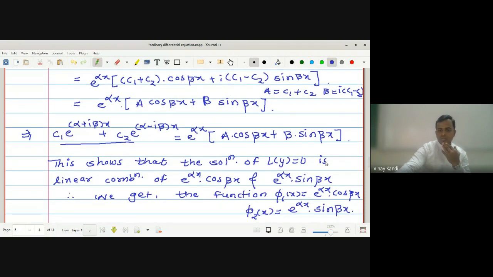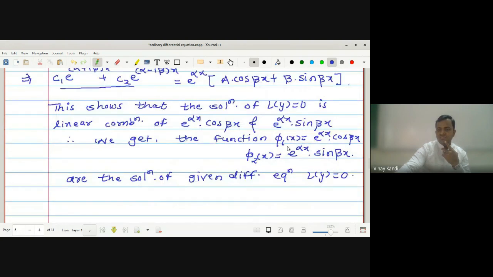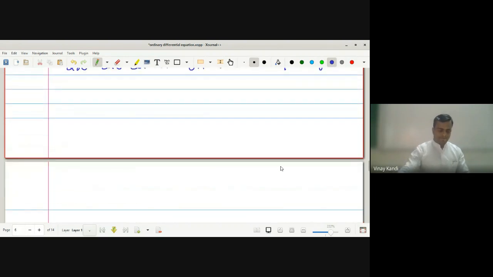Okay, any doubt up to here? This is the phi 1 and this is the phi 2. Okay, now solve this example. Example number 1. Y double dash plus 16y is equal to 0. Tell me the phi 1 and phi 2 and also their linear combination.